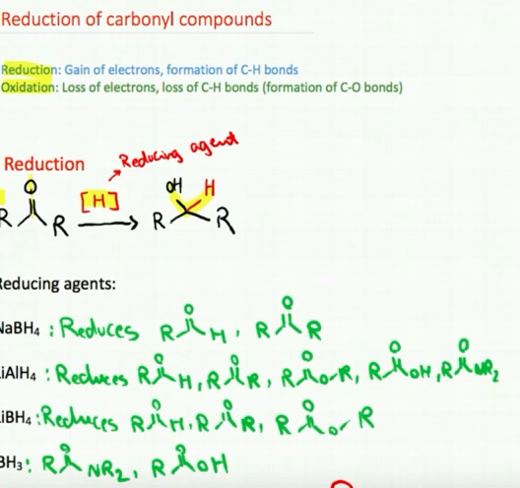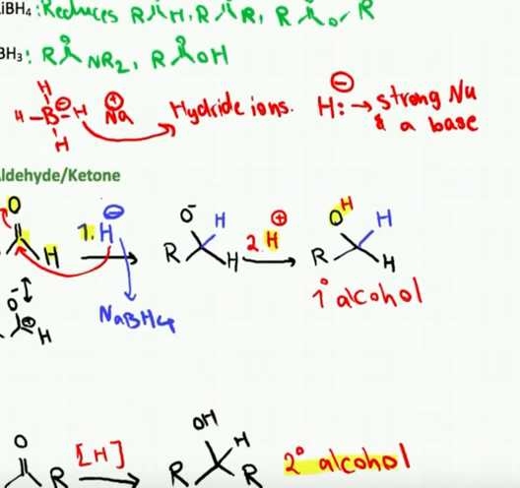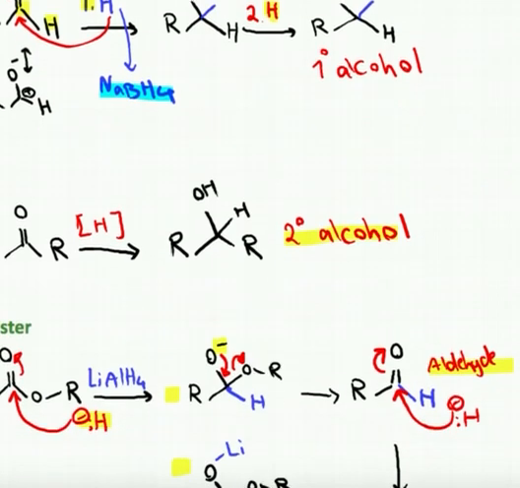Okay, so let's just quickly review. We talked about reduction and oxidation. Reduction is gain of electrons, formation of carbon-hydrogen bonds. Here are some of the common reducing agents you might encounter. We talked about reduction of aldehydes and ketones using sodium borohydride. So aldehydes give primary alcohols, ketones give secondary alcohols.